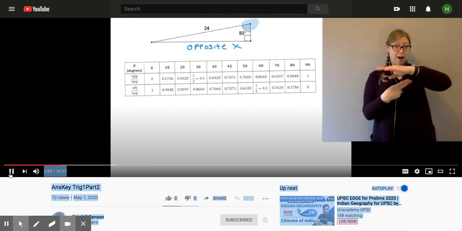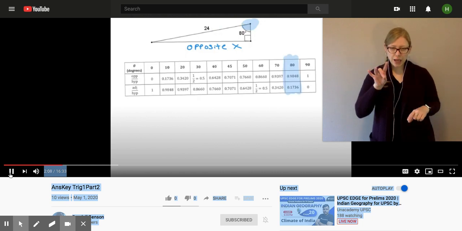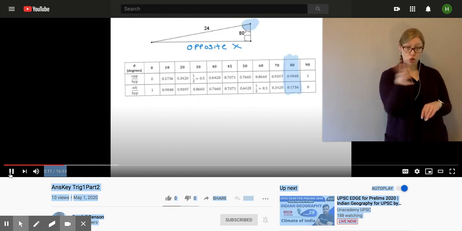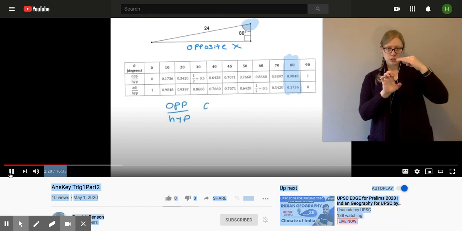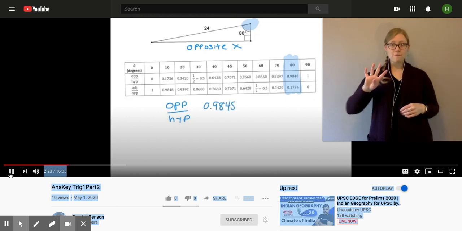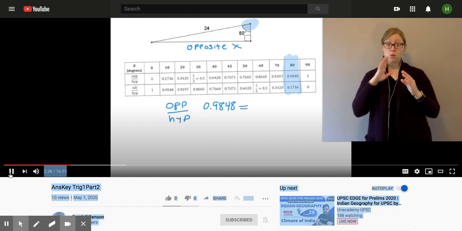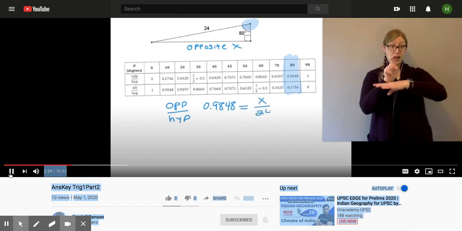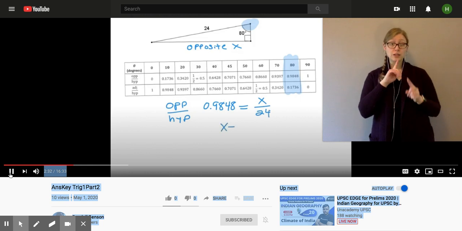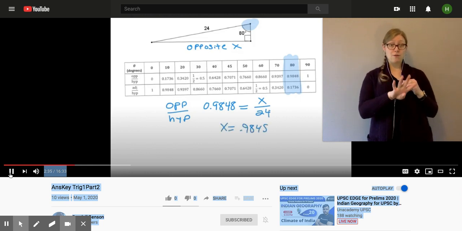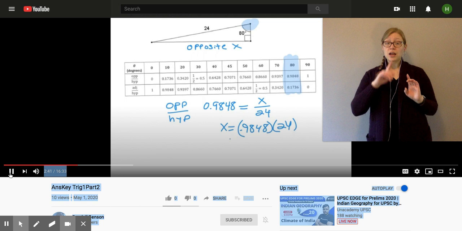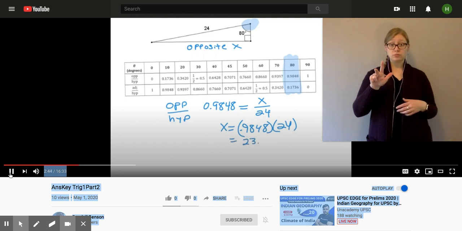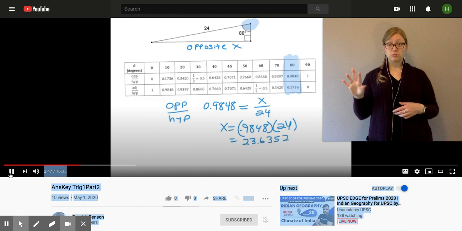And the angle's 80, so I'm going to look at my chart here. I'm going to look at 80. And so we're going to say, okay, opposite over hypotenuse. I looked that up, and it is 0.9848. That's going to be equal to x over 24. So my answer is going to be x is equal to 0.9848 times 24. And the answer to that would be 23.6352 is what comes out of my calculator.